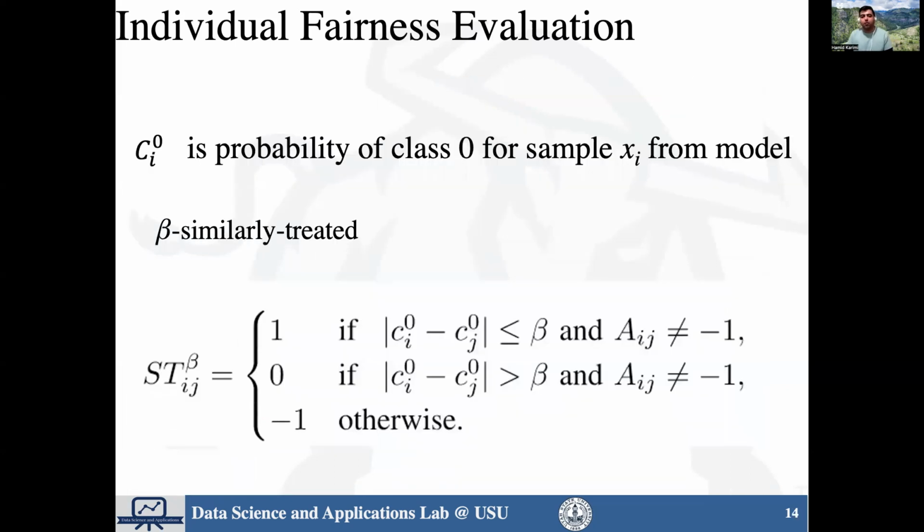How can we address this issue? Suppose Ci0 is the probability of class 0 for sample xi from the model. Then we introduce this notion of beta-similarly treated, which for two individuals i and j is 1 if the difference between these probabilities, absolute distance, is smaller than or equal to some beta, and is 0 if this is larger than some beta, and -1 otherwise. -1 is for the case that these two individuals are not matched in any possible way. So this is T here.